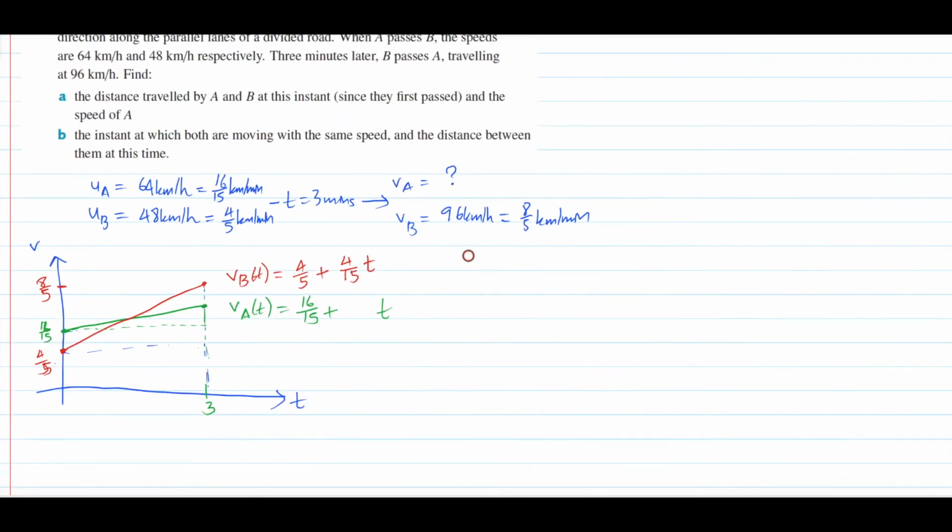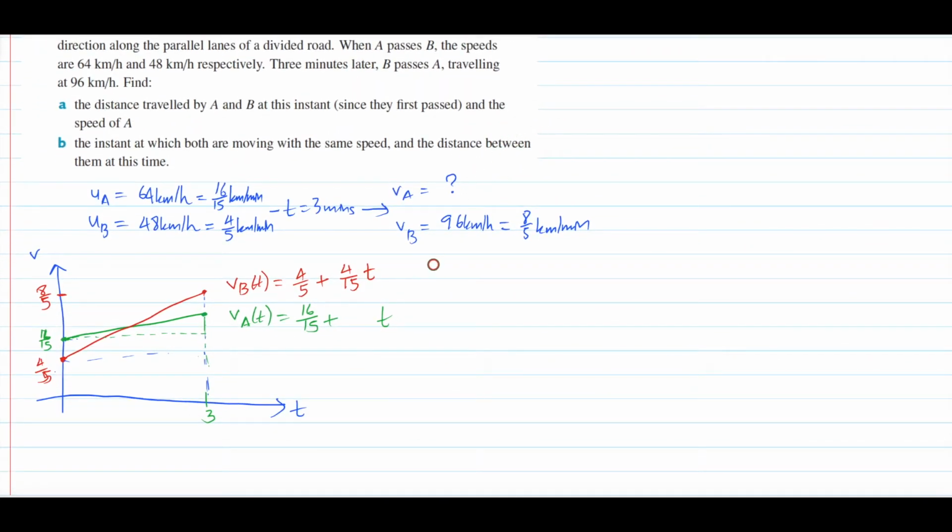So I've just pretty much copy pasted everything we just did over here. Let's do part B, which is to find the instant at which both are moving with the same speed. So technically, find the time when the velocity are the same. So pretty much this intersection between the two lines, right? So T1, that's what we'll call it.